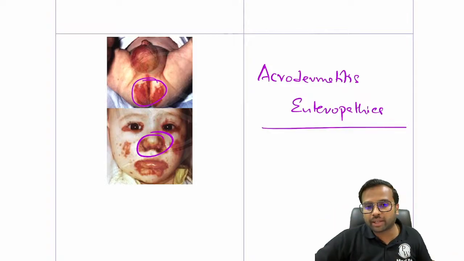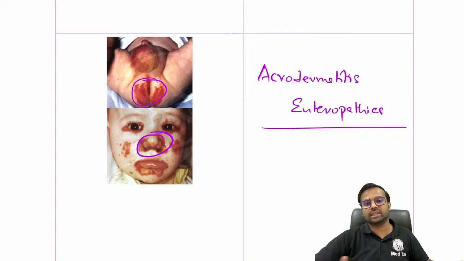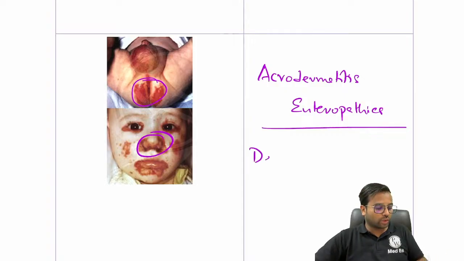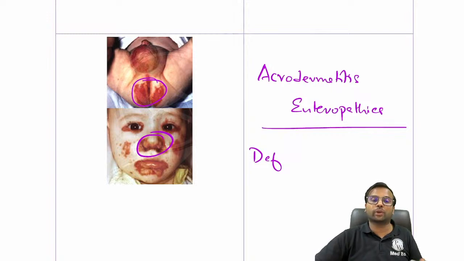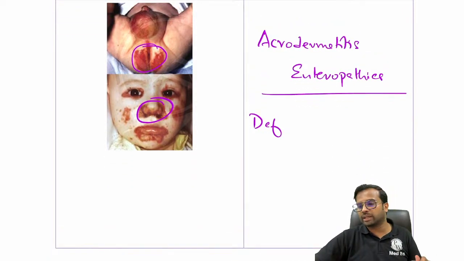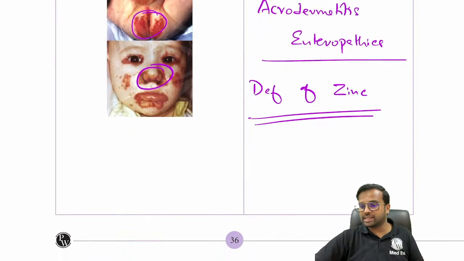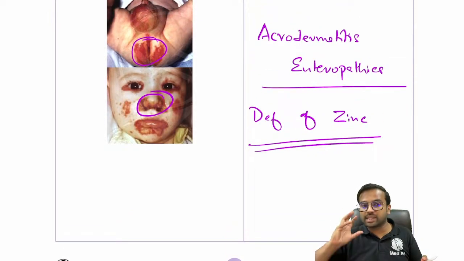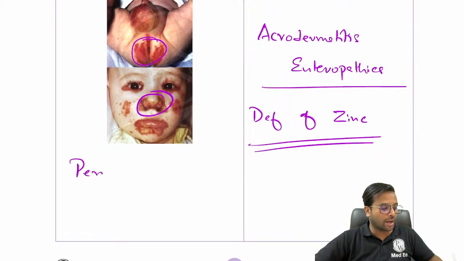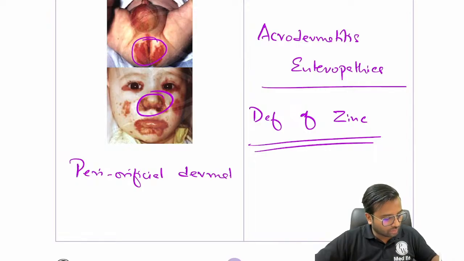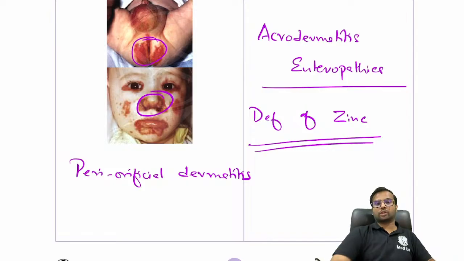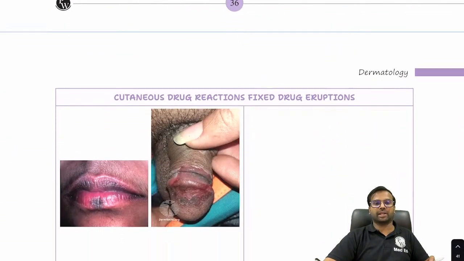So this acrodermatitis enteropathica, which you can see in this image, so this is due to the deficiency of, Javier says FMG December 2024. Yes, another very repeated topic. So what is this due to? This is due to the deficiency of zinc, right? It is due to the deficiency of zinc. So what you should always be seeing in these images is a periorificial dermatitis. So you must be seeing a periorificial dermatitis.